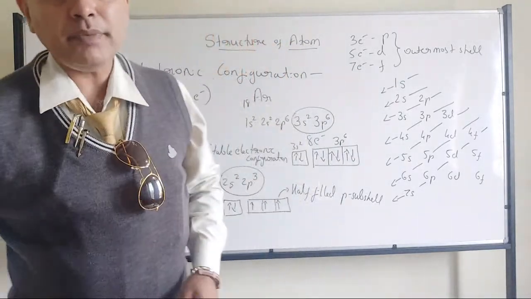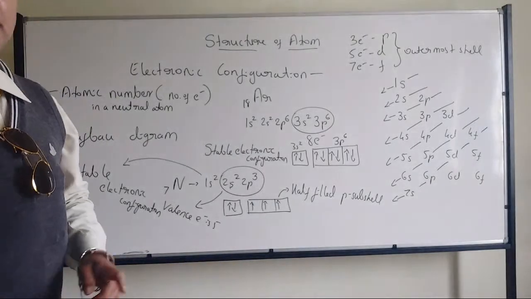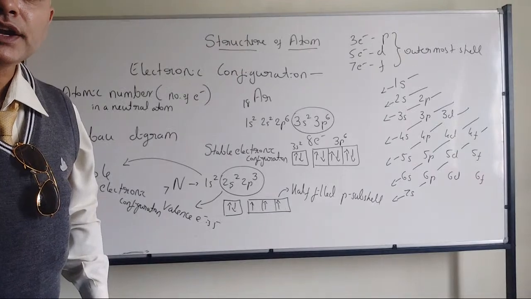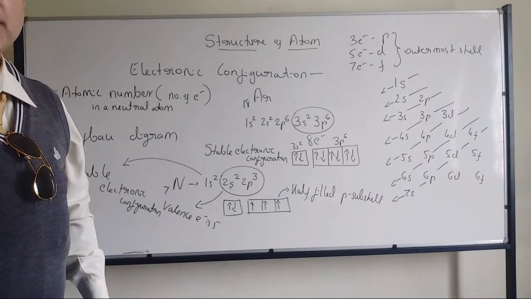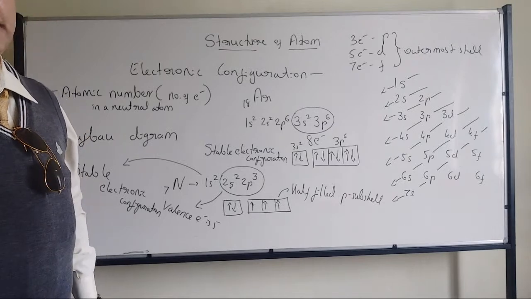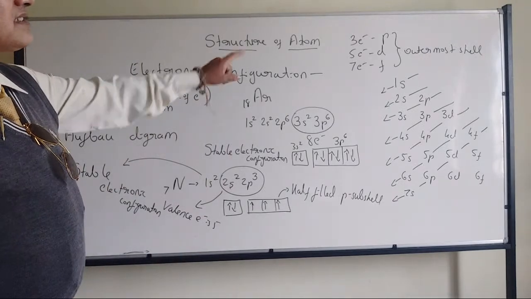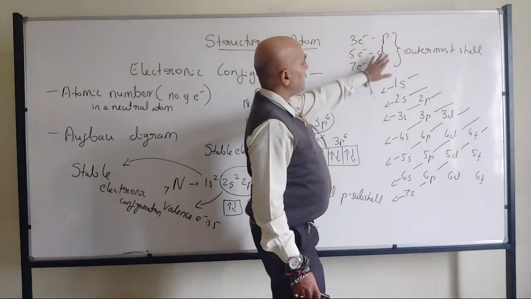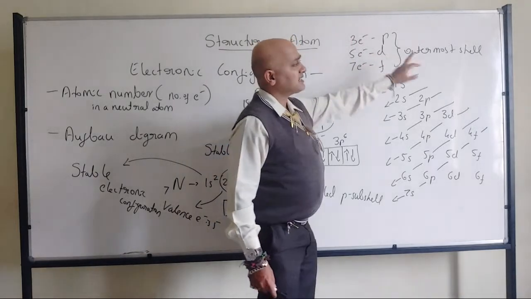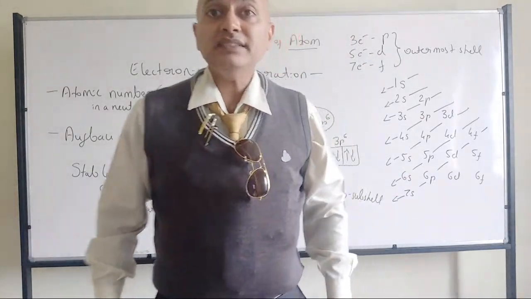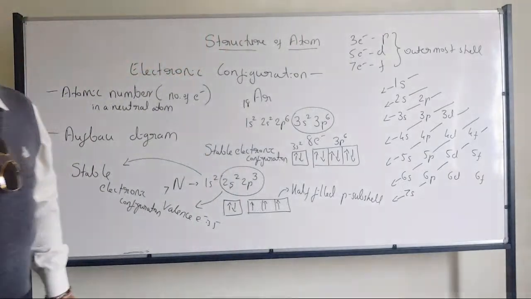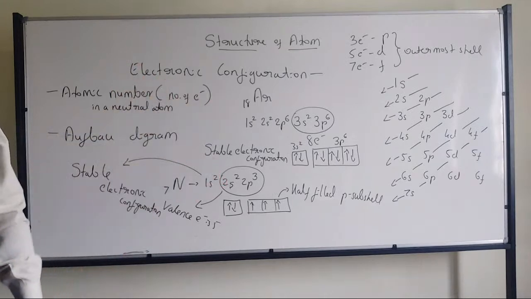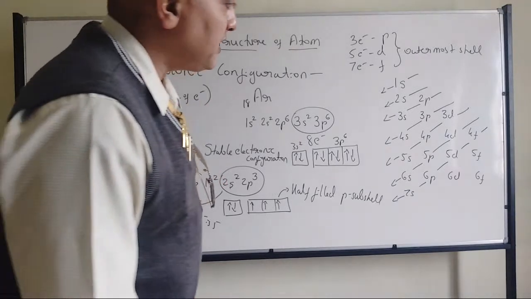Because the d subshell can accommodate how many maximum? 10 maximum. Half of 10 is 5. The f subshell can accommodate how many maximum electrons? 14, because it has 7 orbitals. So half of 14 is 7. Therefore, any element in its outermost shell, if it has this condition, is considered to have a stable electronic configuration. All of you have understood? Half filled or completely filled? Any doubt in this regard?